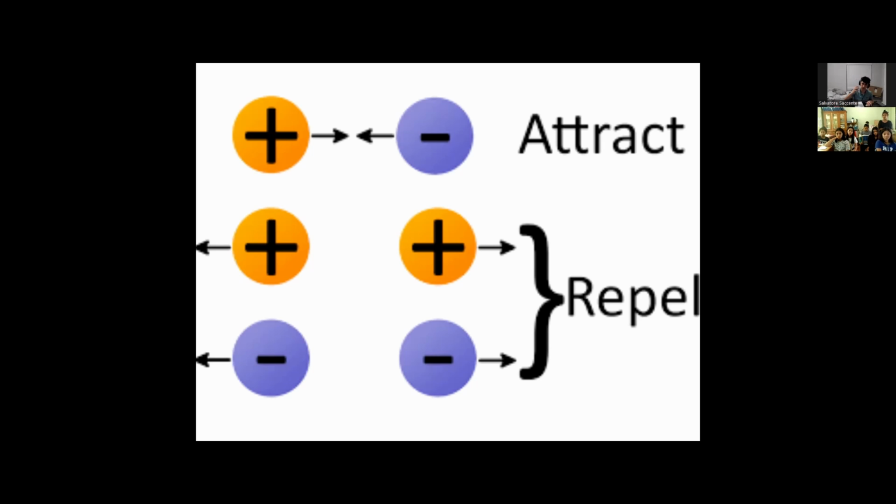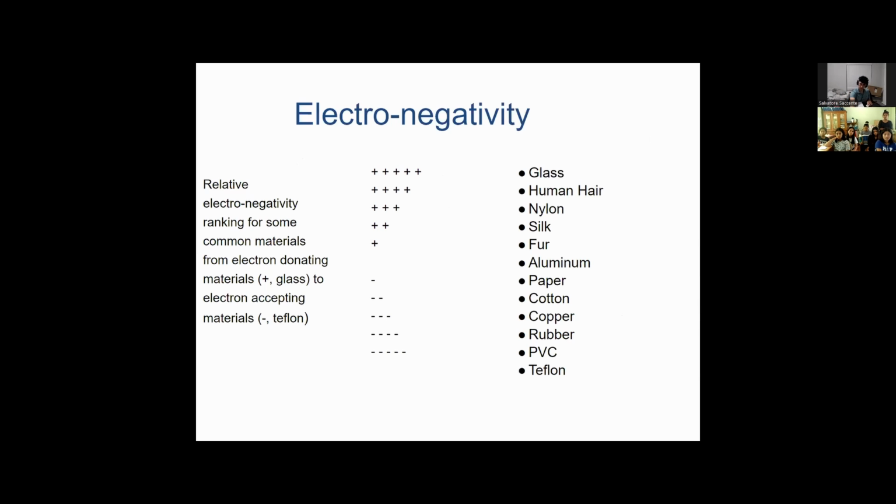That example is going to be described later with the experiment that we're going to do. This is important. Electronegativity. These are the different objects: glass, hair, nylon, which is like plastic, silk, fur, aluminum, paper, cotton, copper, which is a metal, rubber, PVC, Teflon. Keep those in mind for a second.